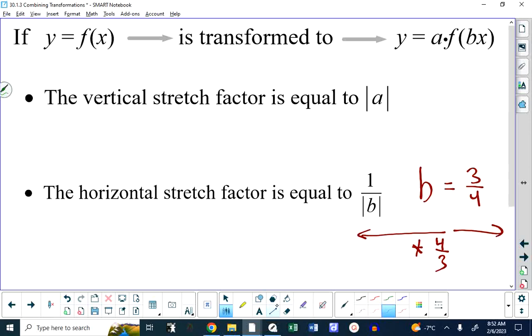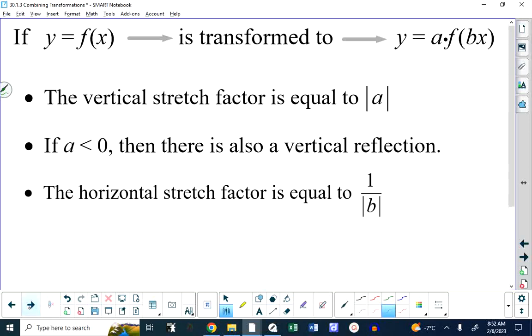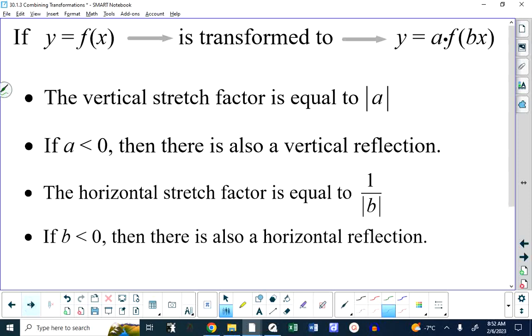And then, of course, if A is negative, there's a vertical reflection across the x-axis. And if B is negative, there's a horizontal reflection across the y-axis.